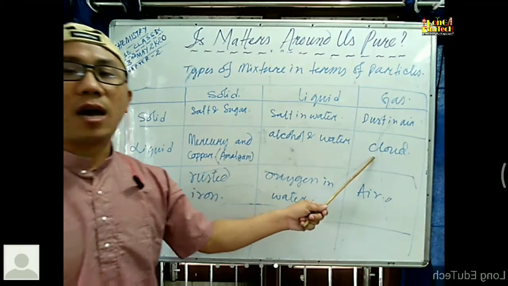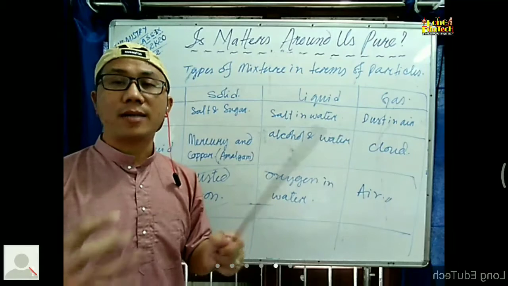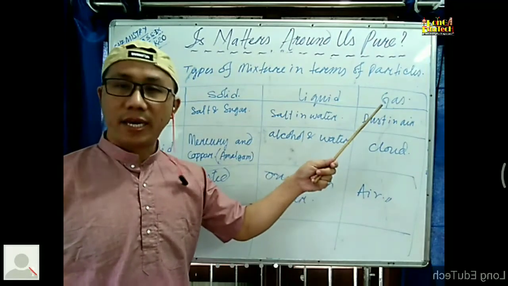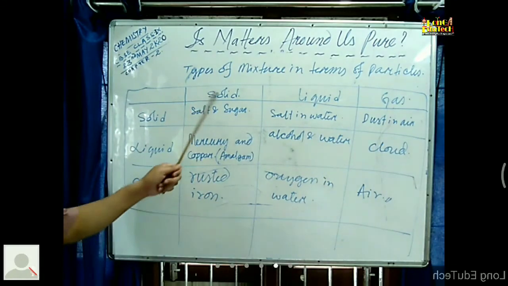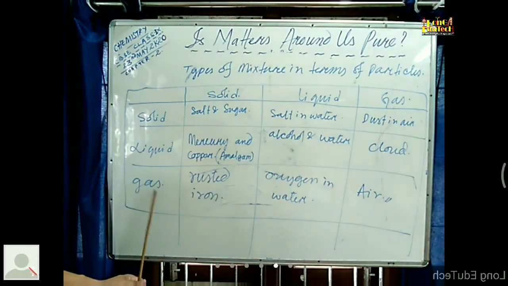The water vapor is present. Water is present along with the gas. Okay, that is in the cloud. That is cloud only. And next is gas-solid, that is the rusted iron. Okay, rusted iron, don't get confused.